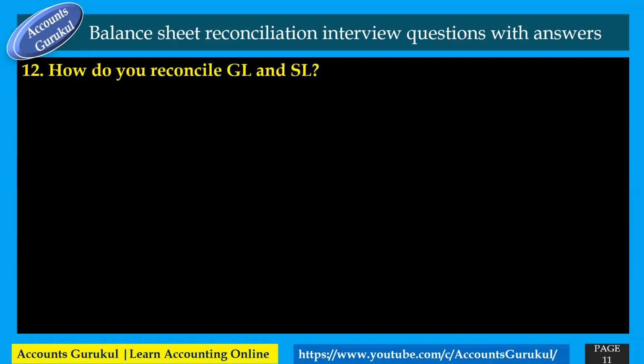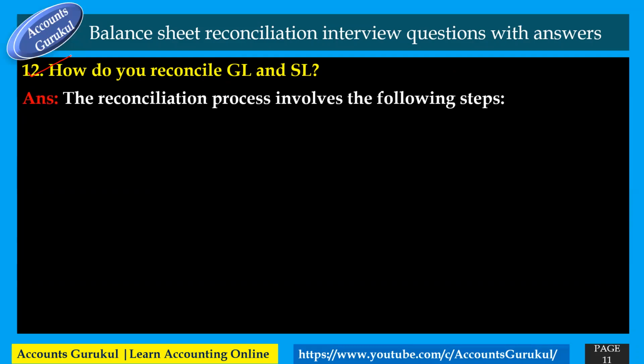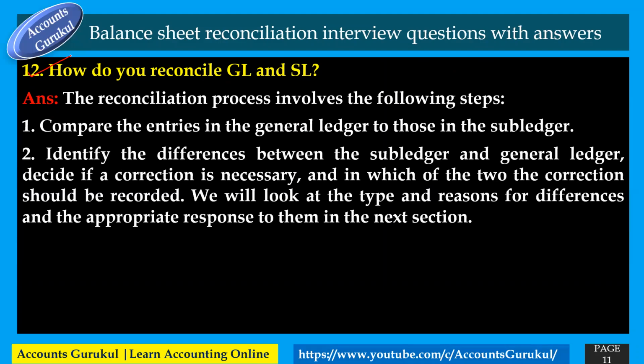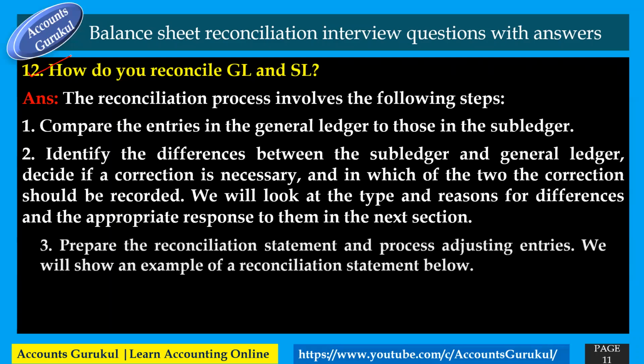And how do you reconcile GL and SL? The reconciliation process involves the following steps. 1. Compare the entries in the general ledger to those in the subledger. Identify the differences between the subledger and GL. Decide if a correction is necessary and in which of the two the corrections should be recorded. We will look at the types and reasons for differences and the appropriate response to them in the next section.